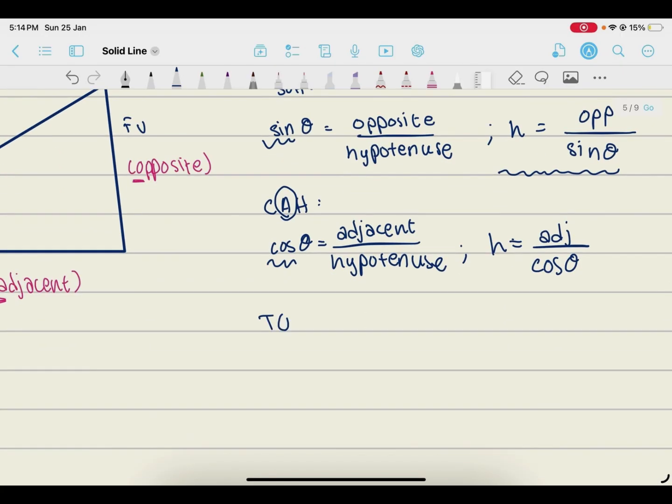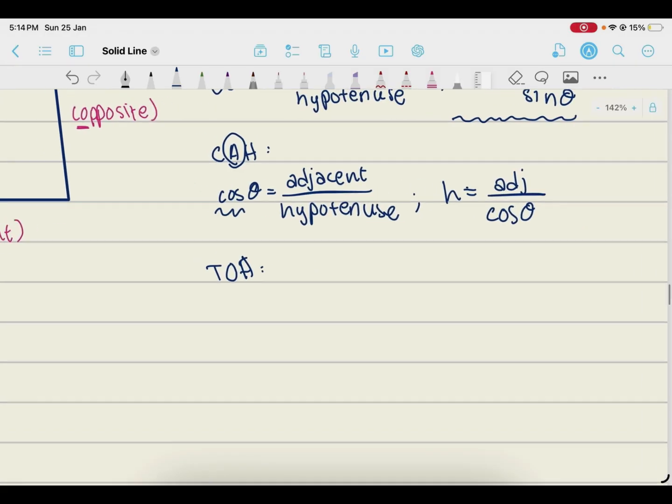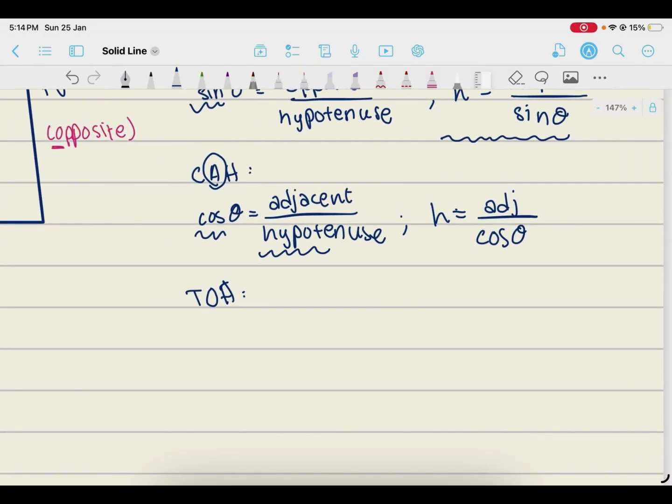And then for TOA, it's not really helpful in this matter that much, unless you want to calculate the angle, okay? Because you're not really getting hypotenuse directly from this, right? You have the opposite and adjacent. It's better to just do Pythagoras theorem for the resultant vector. But just for information, let's do this too. So it's tan theta is equal to opposite over adjacent.